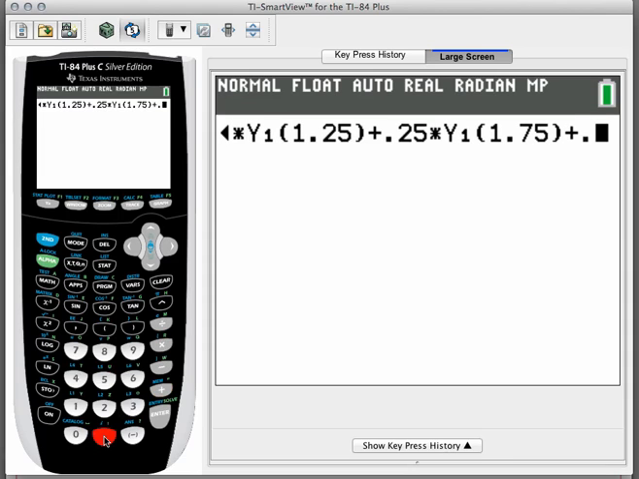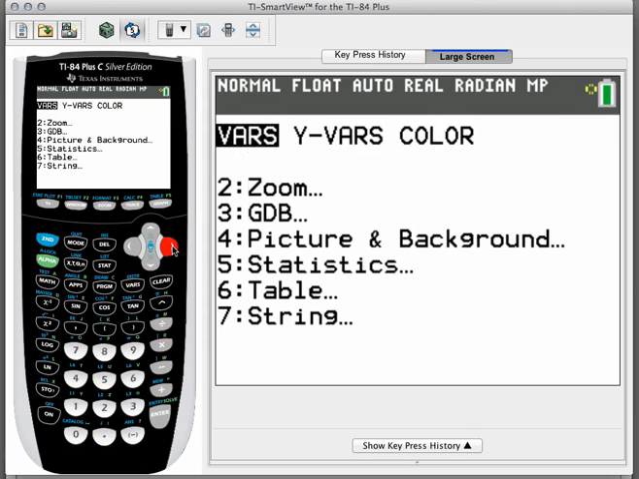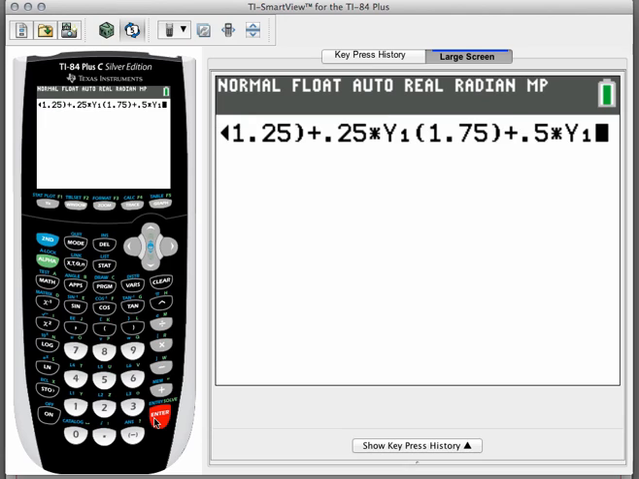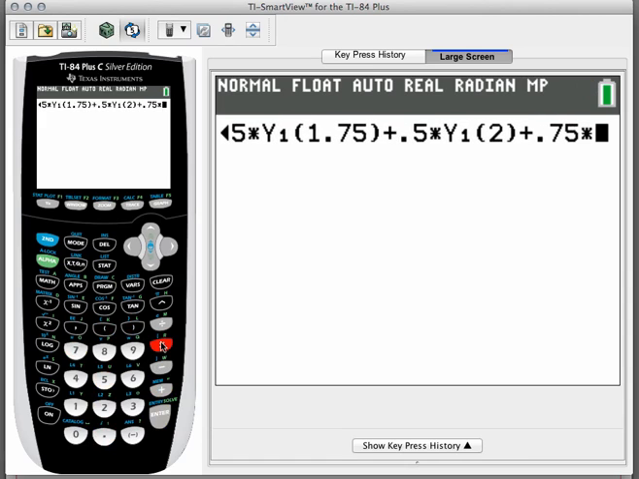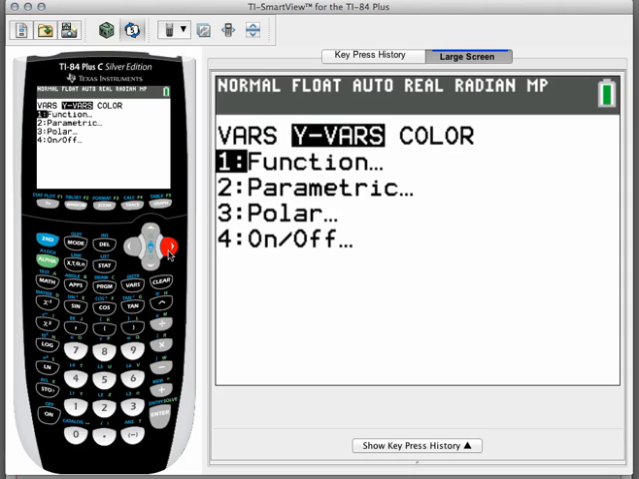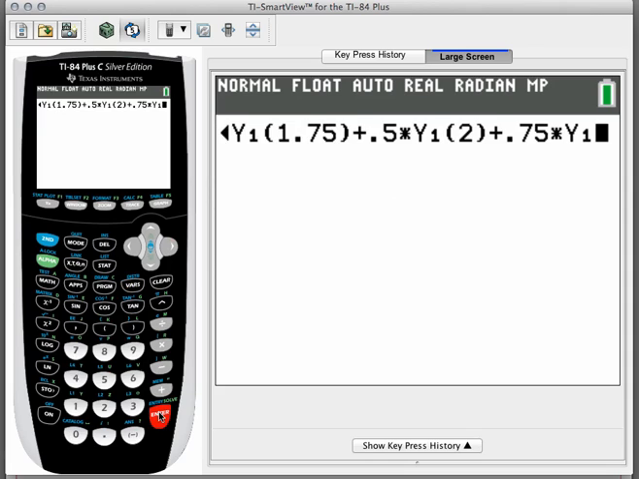The fourth rectangle had a width of 0.5. Height we obtained by substituting 2 into the function. And finally, the last rectangle had a width of 0.75. And the height of that we obtain by substituting 2.75 into the function.